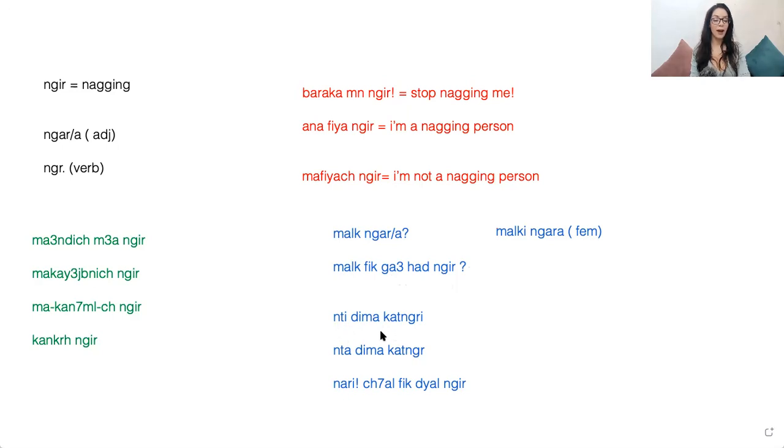"Nti dima" category, and that's for feminine. I'm just going to write over here. If you are talking to a female, and if you are talking to a male, you would say "nta," which means you, masculine. "Dima" means always. "Katnger" means nagging. So, "nti dima katnegri," "nta dima katnger." Last one. This is also nice.